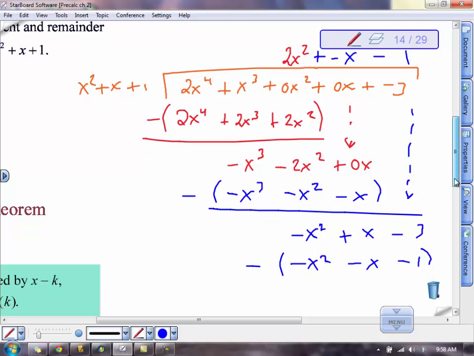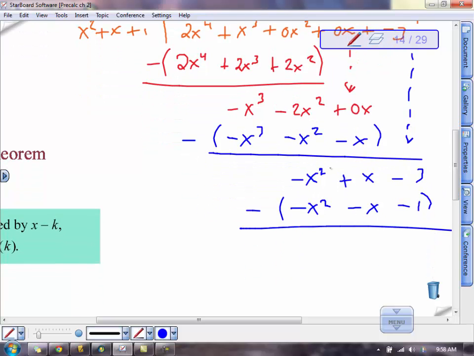I guess I could have written that in a different color again if I was going to stay consistent, but whatever. So these cancel. This turns into 2x, x minus a negative x, and then negative 3 minus negative 1 turns into negative 2. So this is my remainder right here.